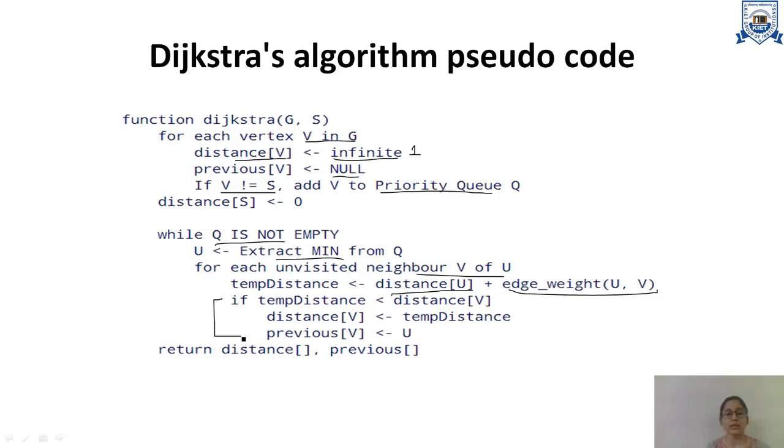So we keep on doing these steps repeatedly until we find the minimum distance path, and finally we have access to all the nodes and a minimum spanning tree is created. So this was all about Dijkstra's algorithm and the pseudocode for the same.